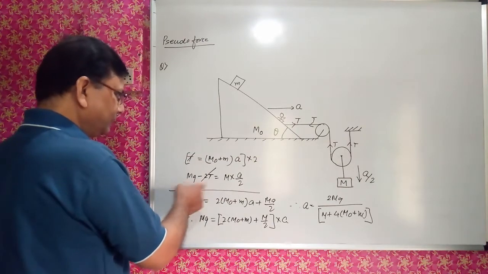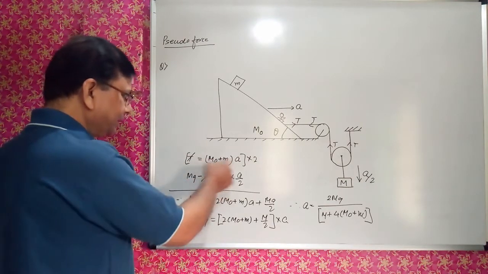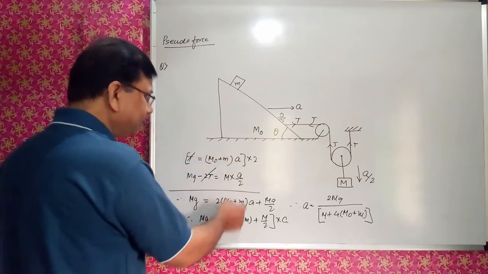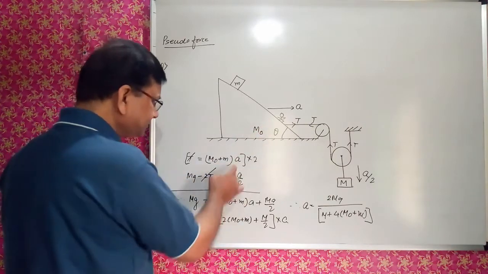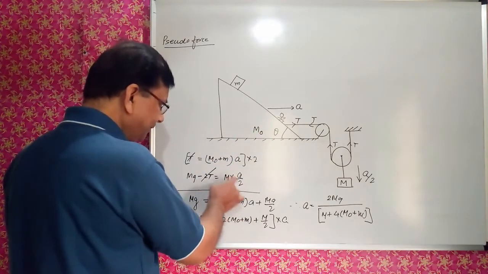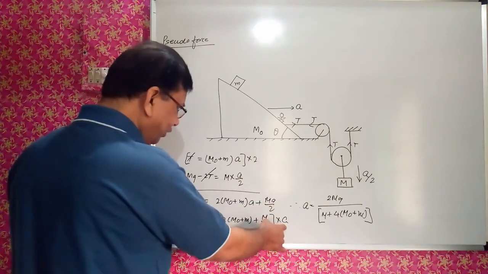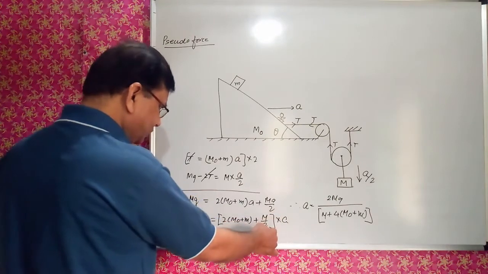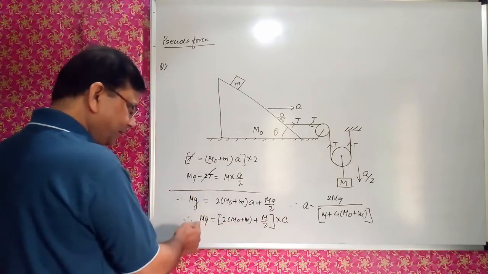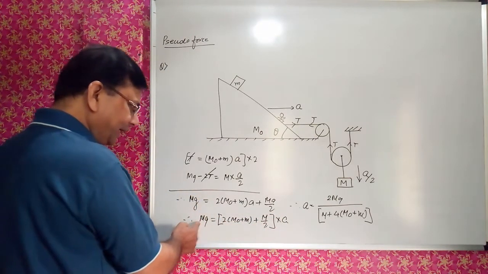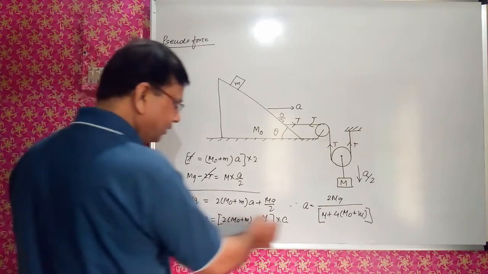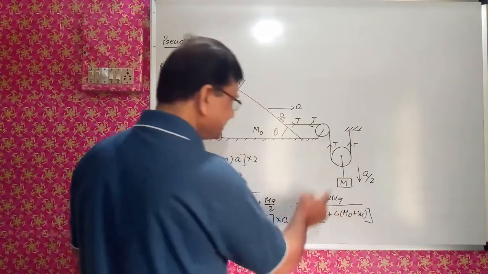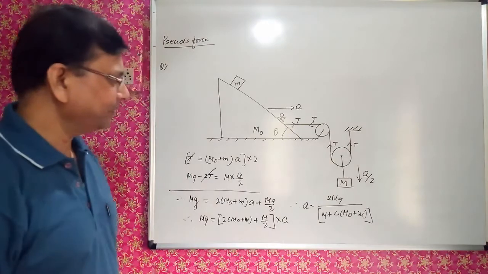This will go. Then mg, left hand side, (2m0 + m), m0 is the mass of the wedge, into A plus m into A by 2. I have taken A common, so (2m0 + m) by 2. So A by LCM, 2 will come over here and it will be 4, that is 4m0 plus m. This is the acceleration we got finally, right?